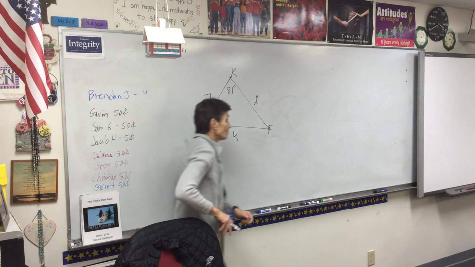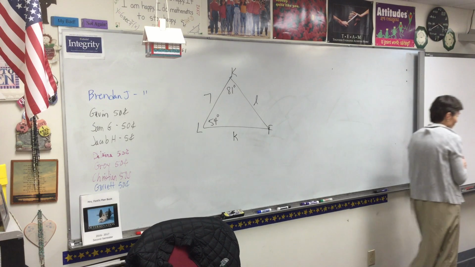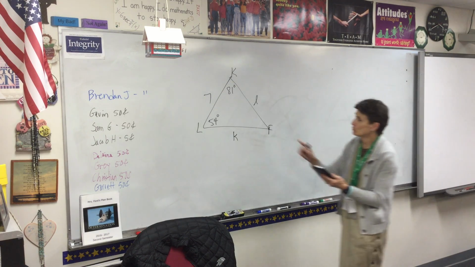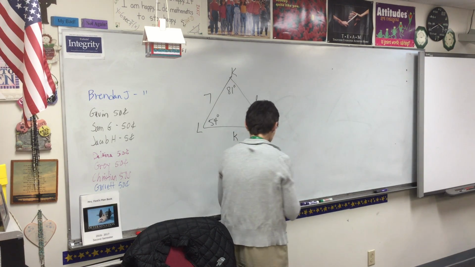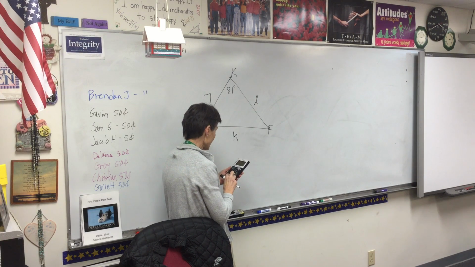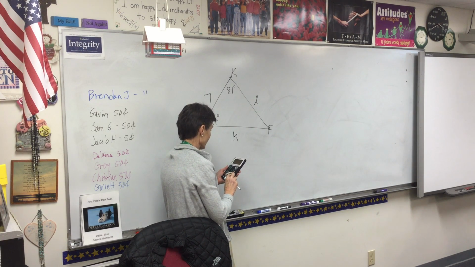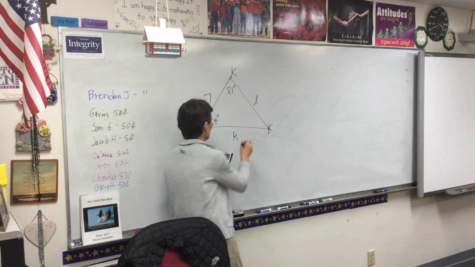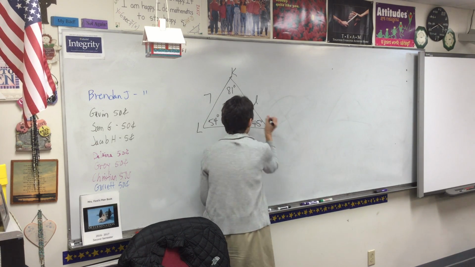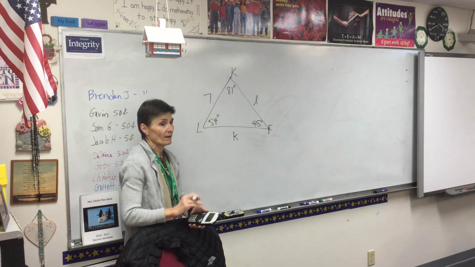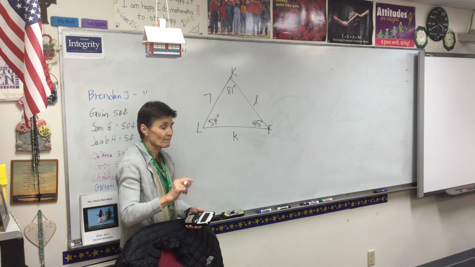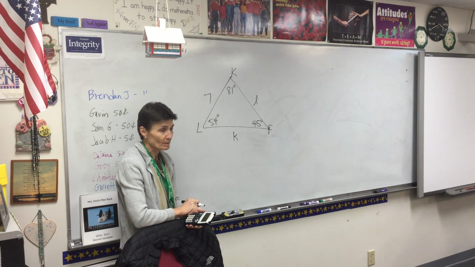Angle F. Angle F should be easy for you, because why? You got two of them already. Whenever you have two angles, you always want to just subtract from 180 to get the third one. We do not do that with sides. That only works with angles. So I think angle F is 45 degrees. And so in the angle F blank, you'll write 45 degrees, right?